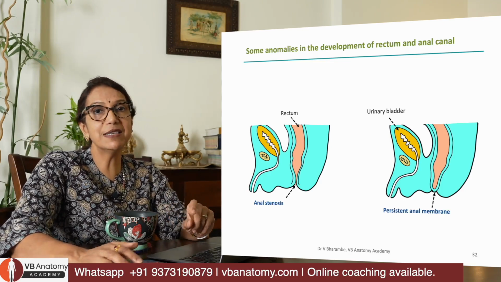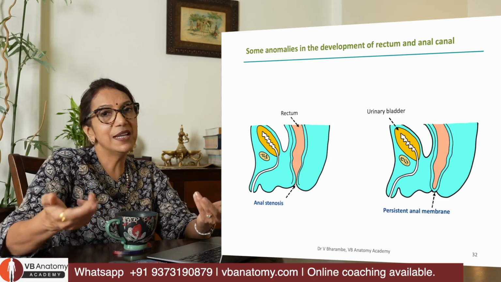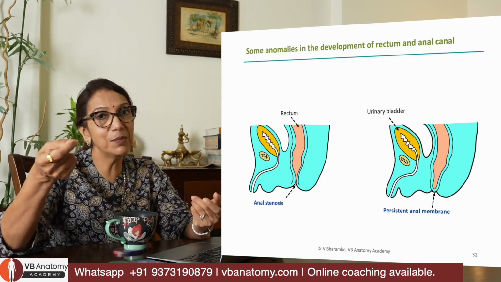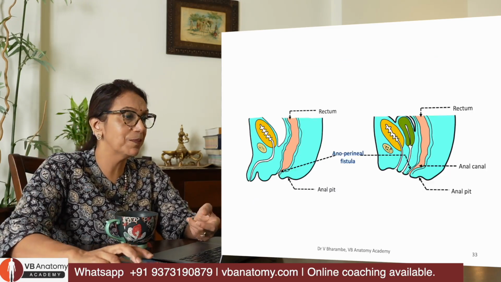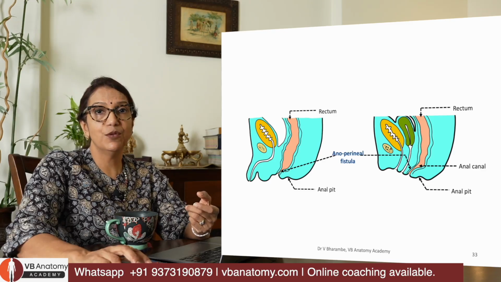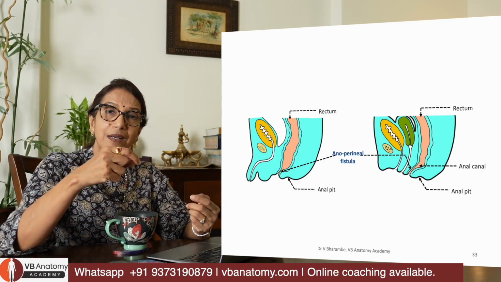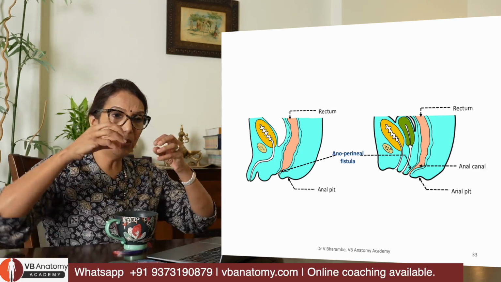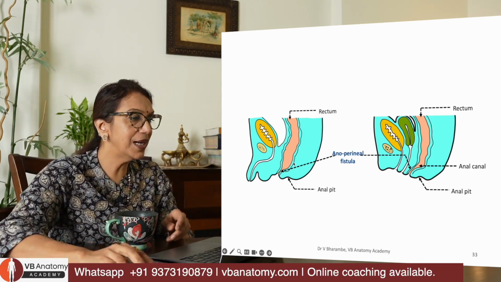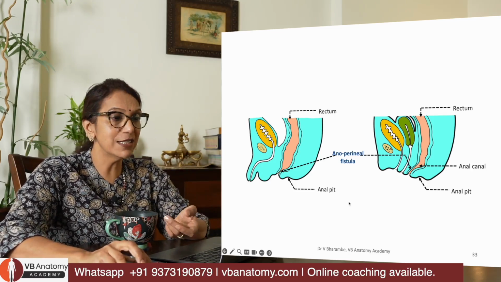You might see a persistent anal membrane, which means basically your anal membrane never ruptured. It can be a thick persistent anal membrane or it can be a thin persistent anal membrane. You will see anoperineal fistulae. So what happens is that the lower end of the cloacal duct may persist. It communicates the rectum down to the perineal surface. Instead of communicating down with the anal pit, the communication is with the perineal surface.